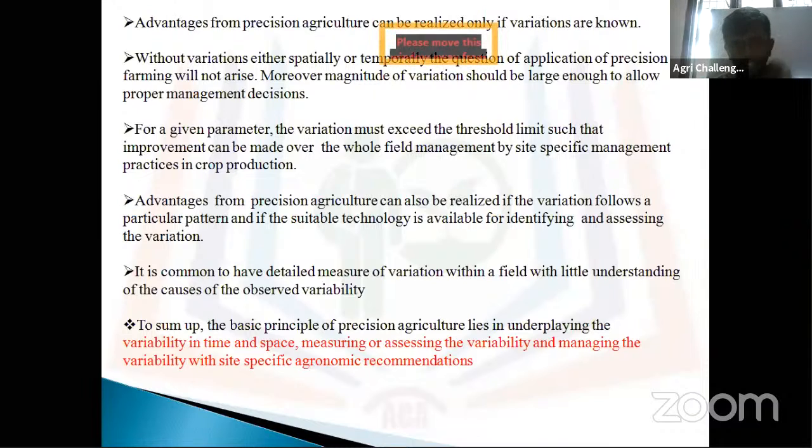For a given parameter, the variation must exceed the threshold limit, such that improvement can be made over whole field management by site-specific management practices in crop production. What is that? For a given particular parameter, maybe take nitrogen deficiency again. The variation must exceed the threshold limit. There is a threshold, the ETL. In entomology, you talk about ETL. Only above the threshold level do you apply the particular insecticide. Here also you have to keep some ETL.